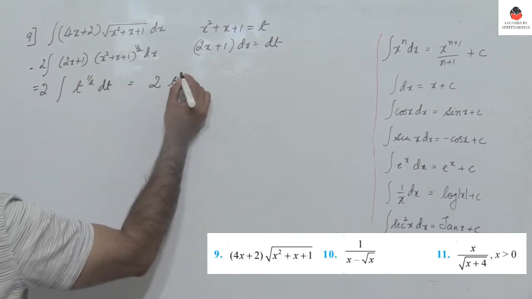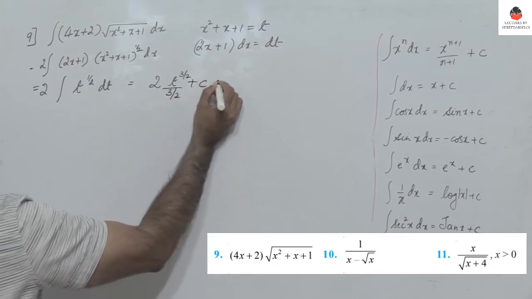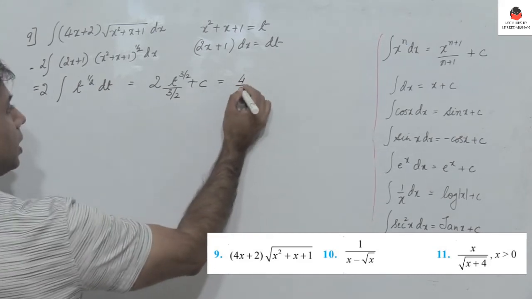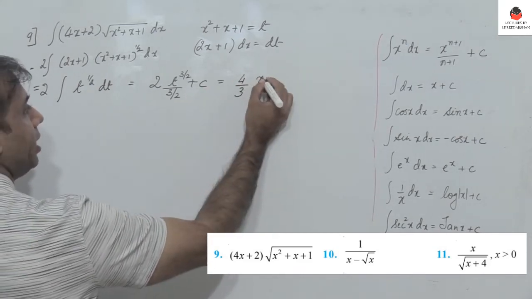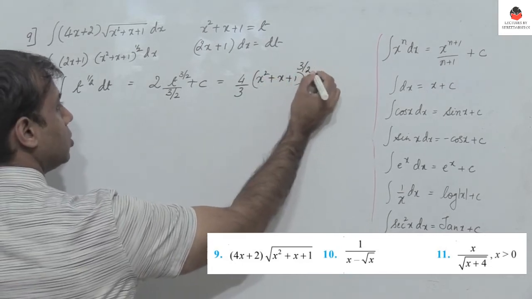Integral is t power 3 by 2 divided by 3 by 2 plus c. So this 2 goes on top, it becomes 4 by 3. And what is t? t is x square plus x plus 1, whole power 3 by 2 plus c.